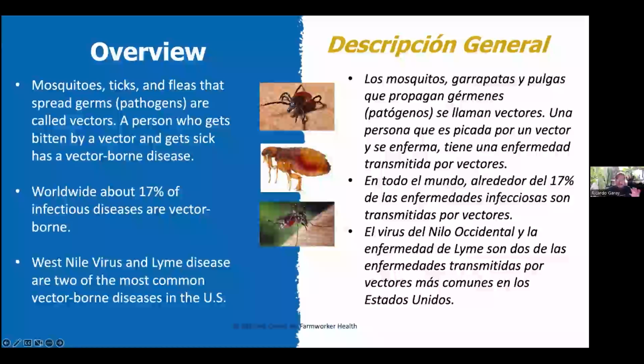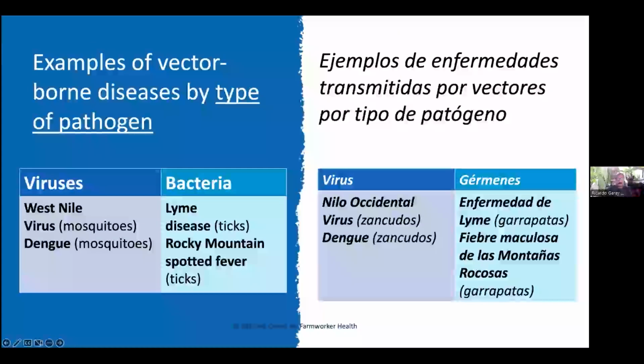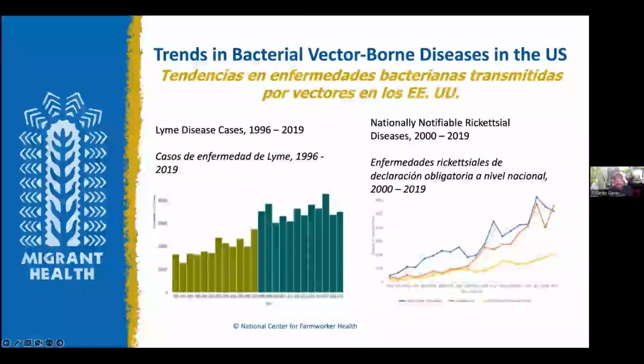As I am mentioning, vectors are mosquitoes, ticks, and fleas. These are examples of some of these vector-borne diseases by type of pathogen. Again, the West Nile virus is transmitted through mosquitoes. Dengue as well is transferred by mosquitoes, and bacteria and germs are transferred, like Lyme disease, by ticks, and Rocky Mountain spotted fever, also transferred by ticks.